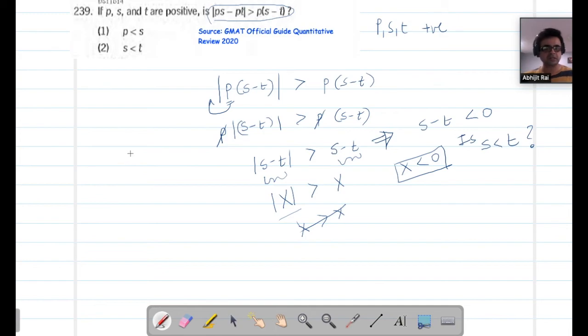Now let's look at the statements. Statement number 1 gives us P is less than S, doesn't give us anything about T and S or their relationship thereof. So this is definitely insufficient. We don't know enough to actually find a relationship between S and T, which is what the question is really asking us. Statement 2 just gives me S is less than T. And I'm done. This is sufficient because it answers yes to the asked question, is S less than T? A unique yes. So it's sufficient.